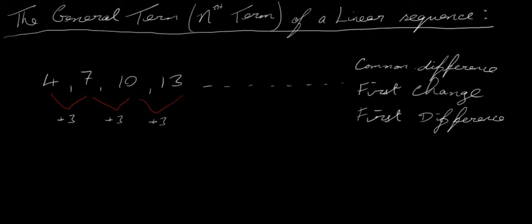Now also I should stress here that each term here has a name as well. Like for example, this number here is called term number 1. So we would write it like that, T1. This number here is called term number 2, so we would write it like that. This is T3 and this is T4.